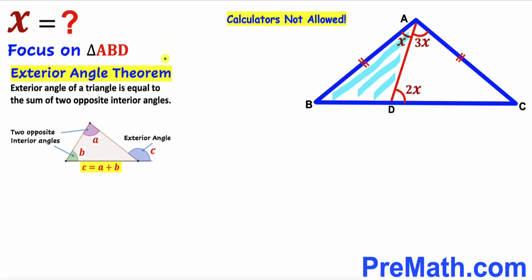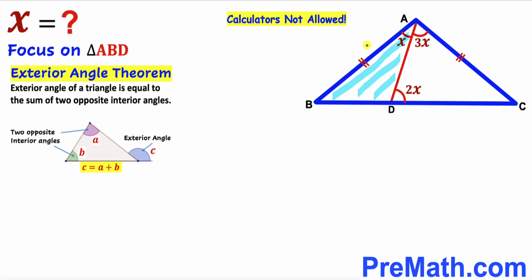So therefore, let's recall the exterior angle theorem. According to this theorem, the exterior angle of a triangle is equal to the sum of two opposite interior angles, as you can see in this given diagram. Here we can see our exterior angle is C, whereas A and B are our two opposite interior angles, such that angle C is going to be equal to the angles A plus B.